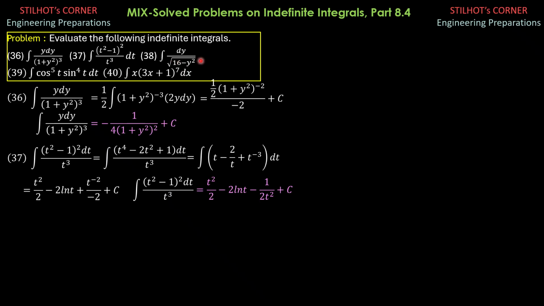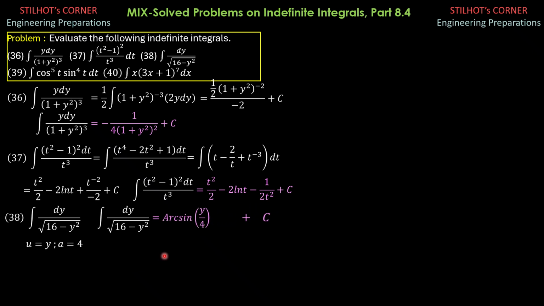38, this is in the form arcsine. So u is y and a is 4, since 16 is 4 squared. So this is arcsine of y over 4 plus c. So arcsine of y over 4 plus c.